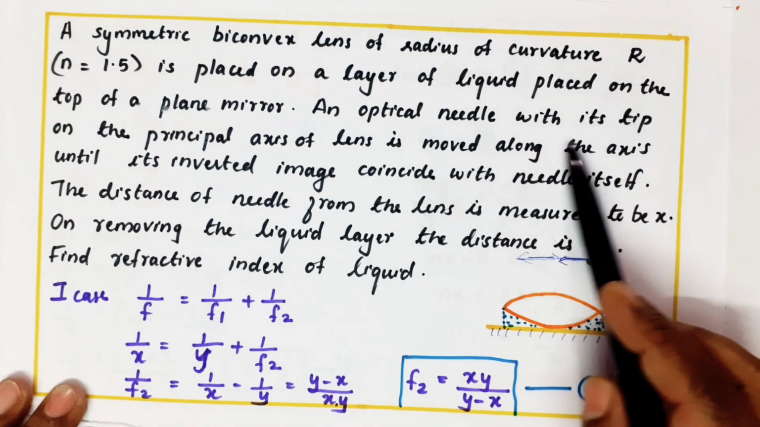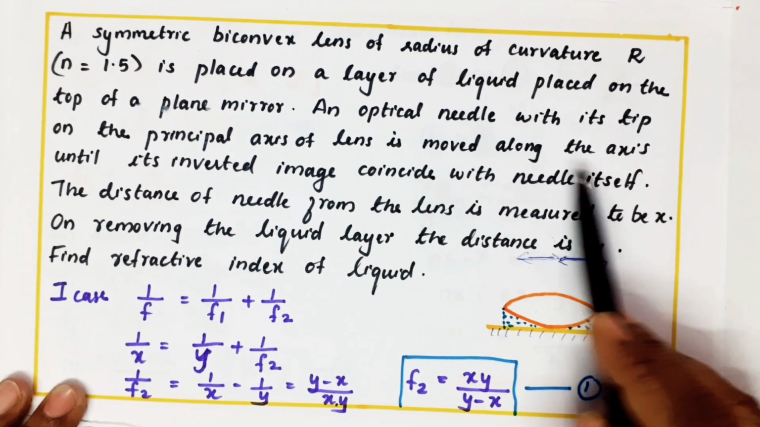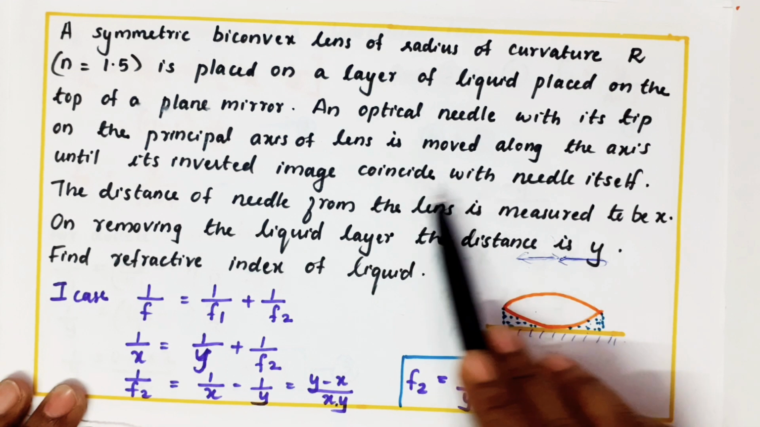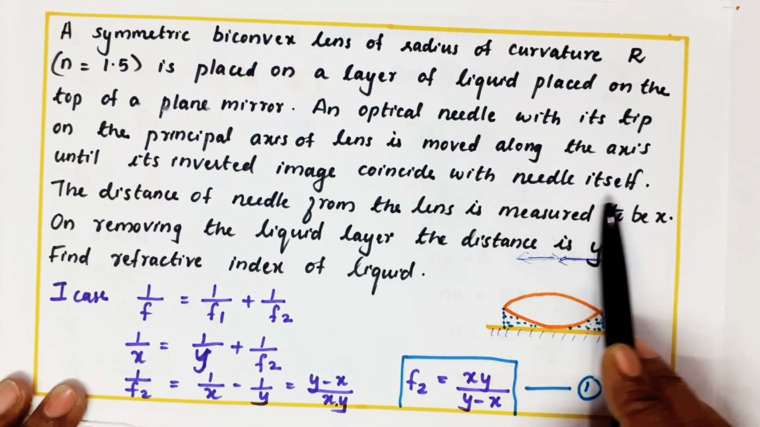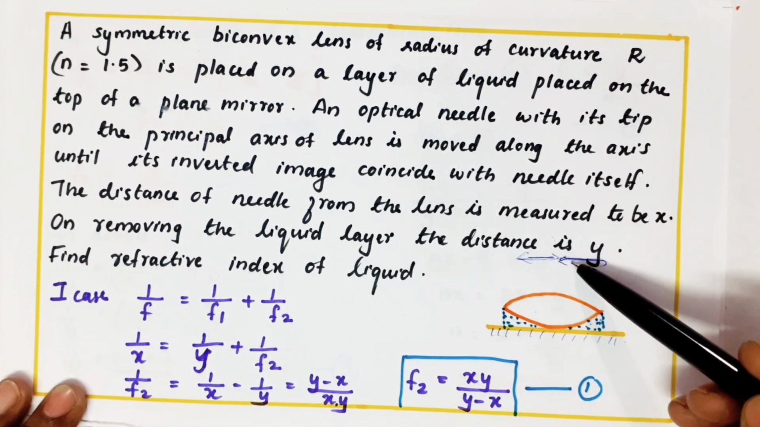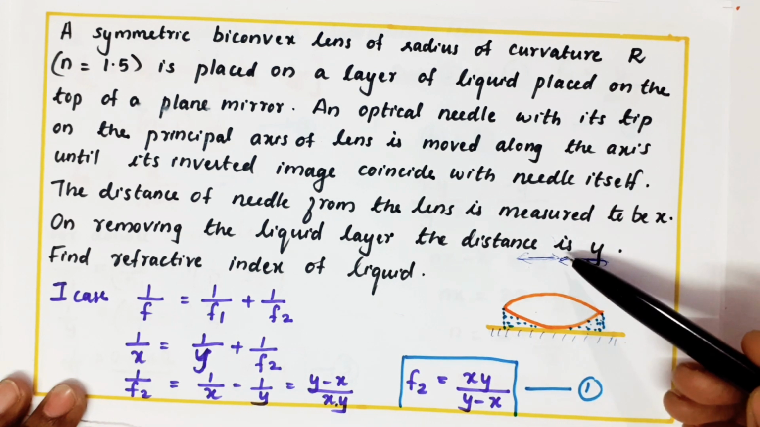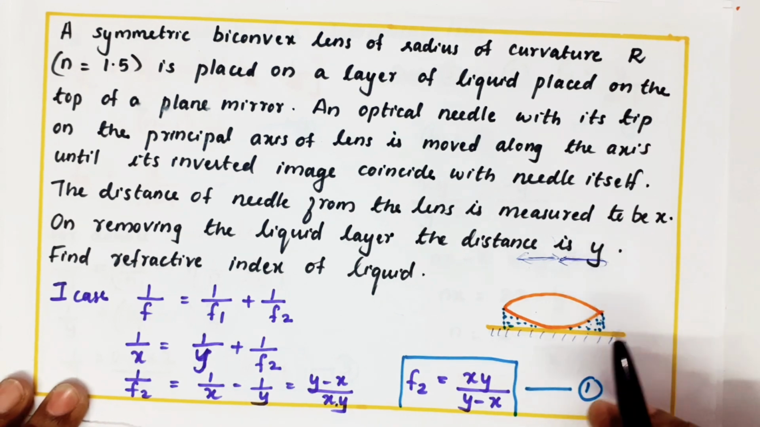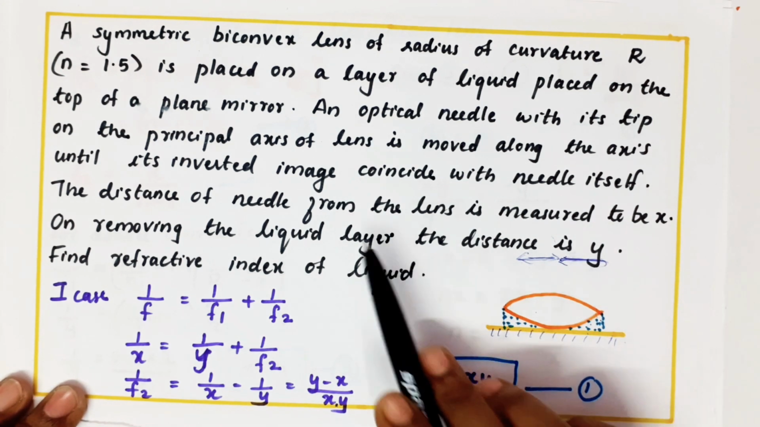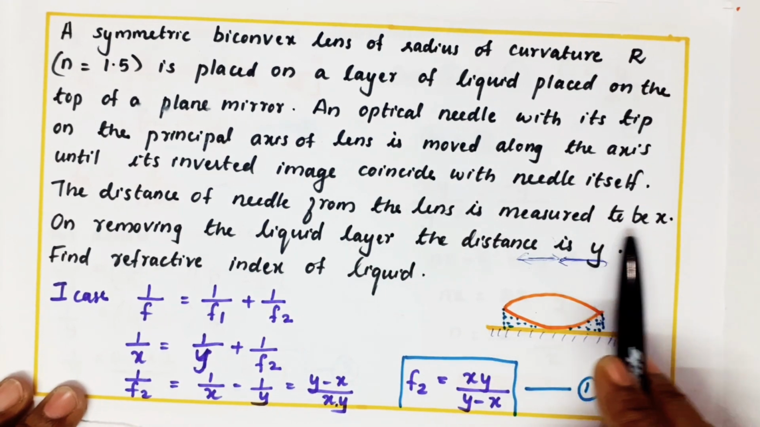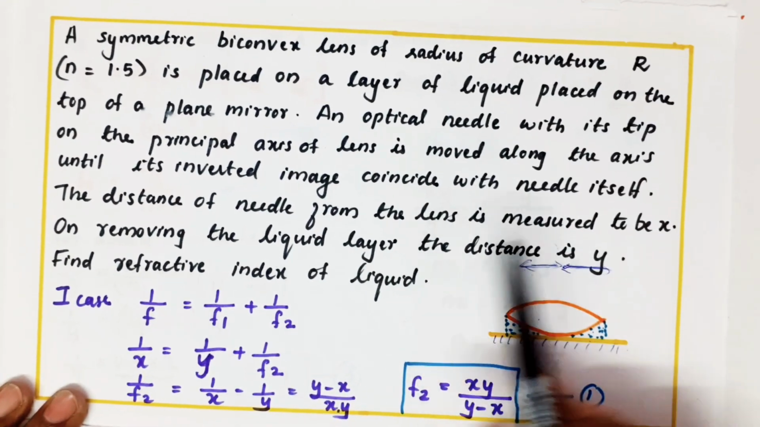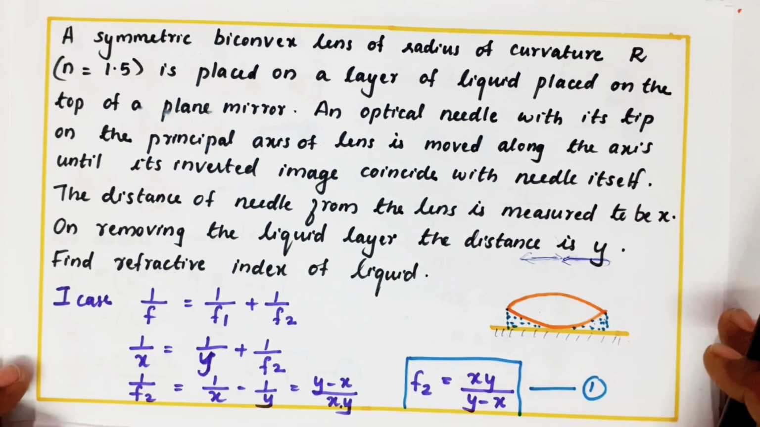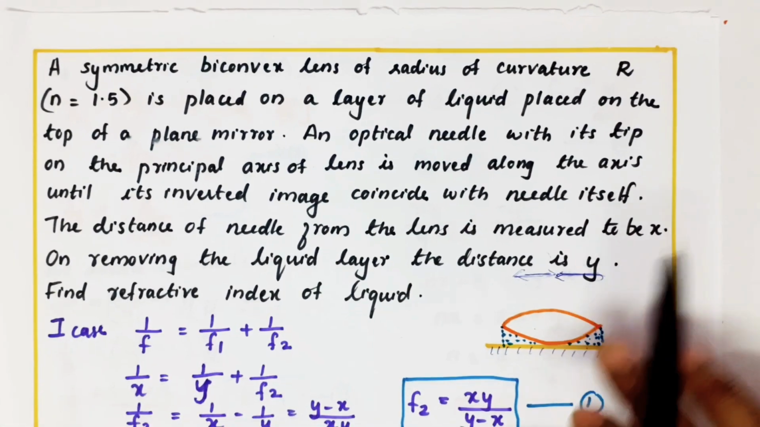Here an optical needle with its tip on the principal axis is moved along the axis until its inverted image coincides with the needle itself. So we keep a needle here and move it till the needle's image coincides with itself. The distance of the needle from the lens is measured to be x. On removing the liquid layer, the distance is y. What is the refractive index of the liquid?